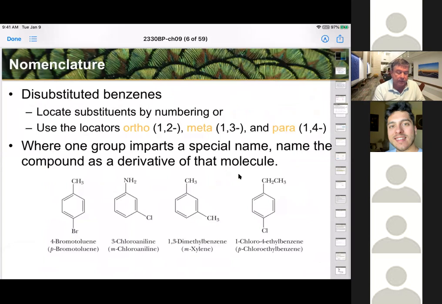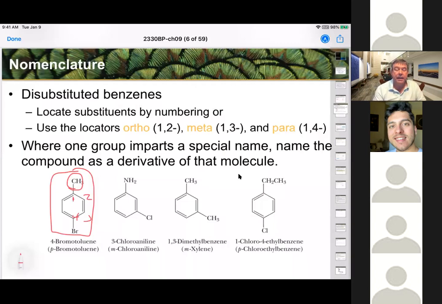Okay. So if we look at this right here, it's going to be named for the methyl group here, so it's going to be named toluene. And this is going to be its number one spot, because it's naming the compound as toluene. So that means the 2, 3, and 4 position over here will give you 4-bromotoluene.